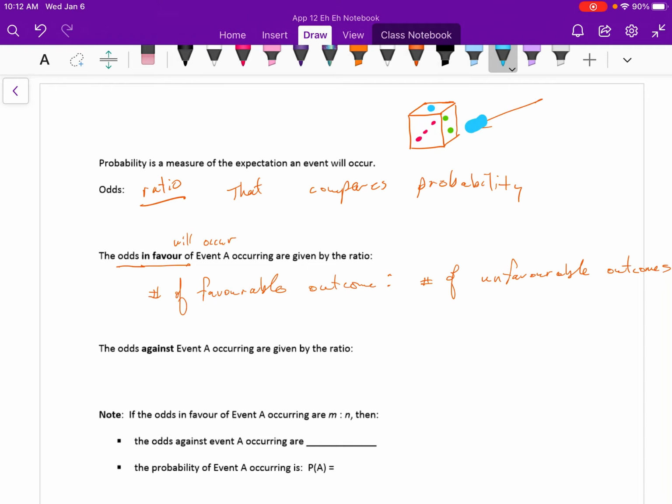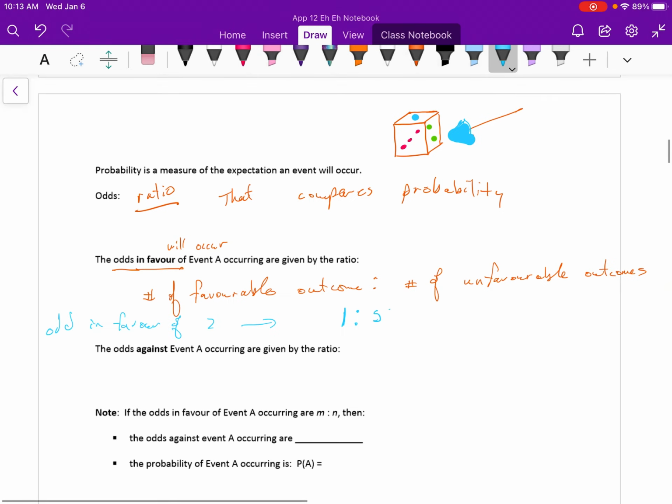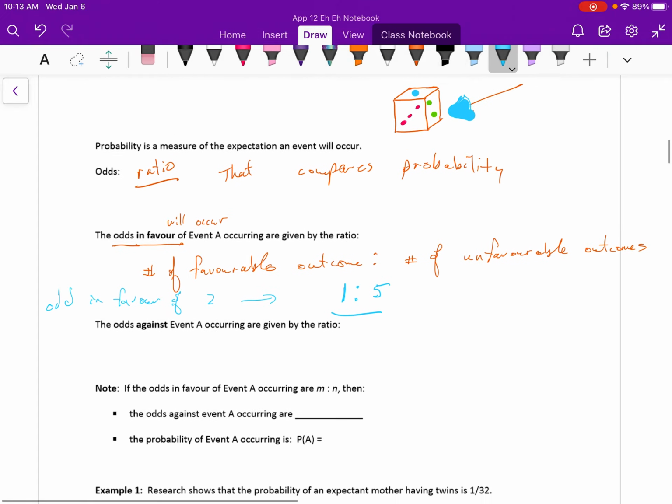So let me talk about my die here. Suppose I would like to ask what the odds are for a 2 to occur. So the odds in favor of 2. How many outcomes have a 2 on it? 1. How many unfavorable outcomes? Well, there are 5, the other 5 sides. We could have a 1, 3, 4, 5, and 6. You may note that if you sum both the left-hand and right-hand side, you'll end up with the total number of outcomes.